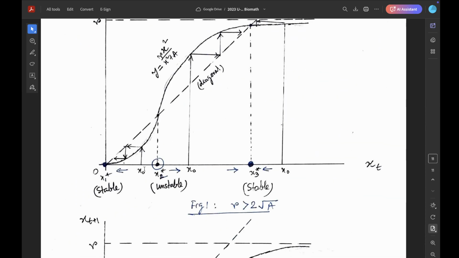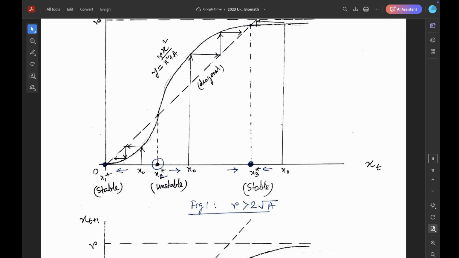If x0 is less than x2*, then by the Cobweb diagram, we go from x0 to the reproduction curve, then from the reproduction curve to y = x, then from y = x to the reproduction curve, and the corresponding point is x1 on the x-axis. So the solution x0, x1, x2 approaches 0, so x1* is locally asymptotically stable.